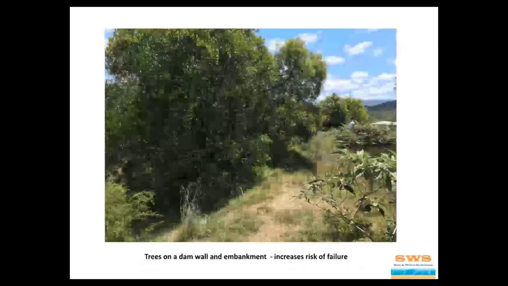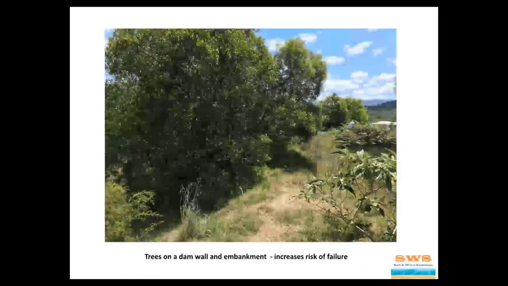Trees on dam walls and embankments. I think we've all seen this over the years where a tree will start to grow on the wall of a dam. If the tree's downstream of the bottom toe of the dam, it's generally going to be pretty safe. If we start to see trees on the walls or the embankments of the dam, there's a potential for the roots from the tree to go through the wall and start to get to the water. And then when that tree dies, those tree roots become a conduit for water to leak from the dam.